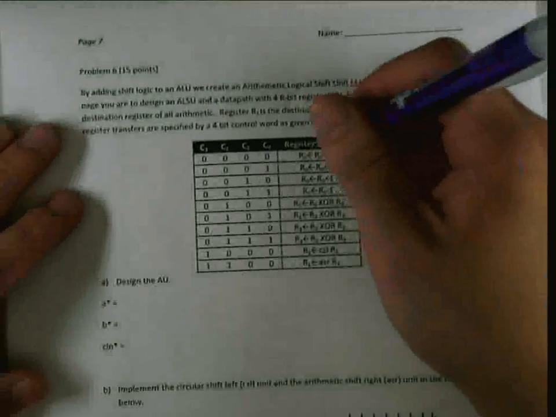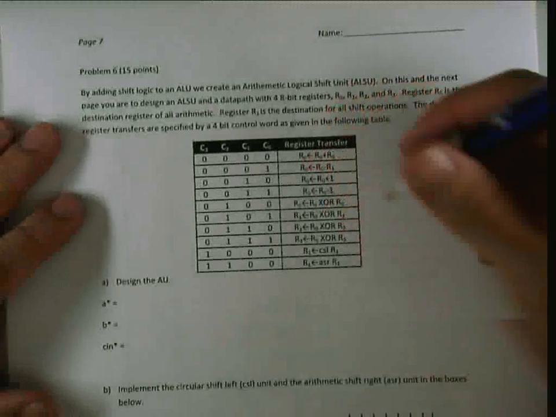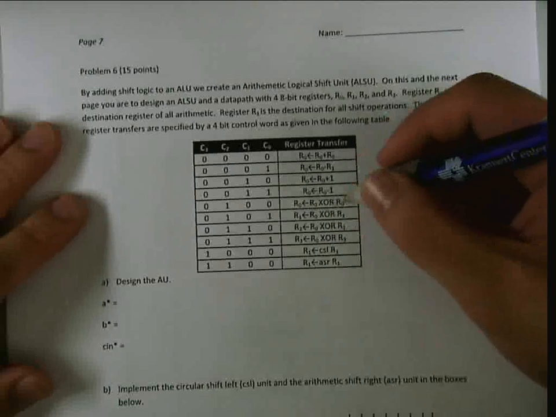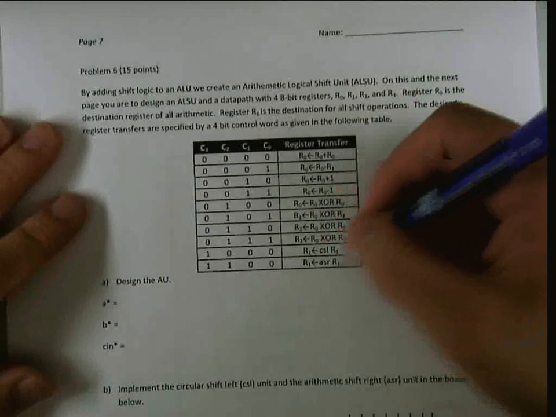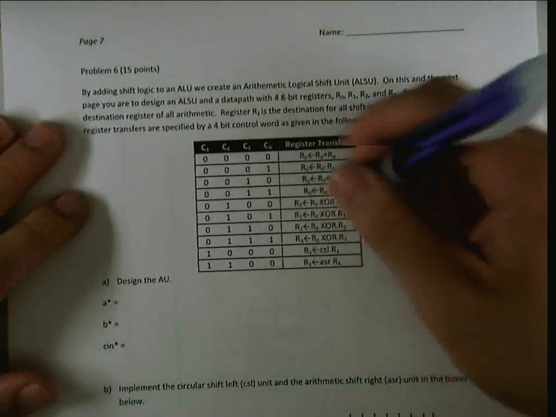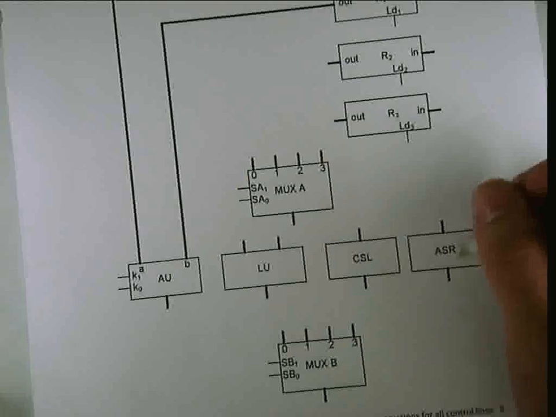And I've got R0 plus R0, R0 minus R1, R0 plus R1, R0 minus 1. These are all arithmetic. This is logical, logical, logical, logical, shift, shift. So I don't need to do much with those. This is going to be taken care of by my logic unit, seen here. This will be taken care of by this. This will be taken care of by this.